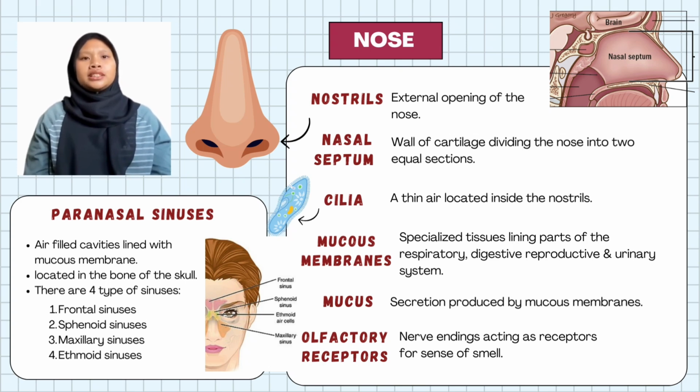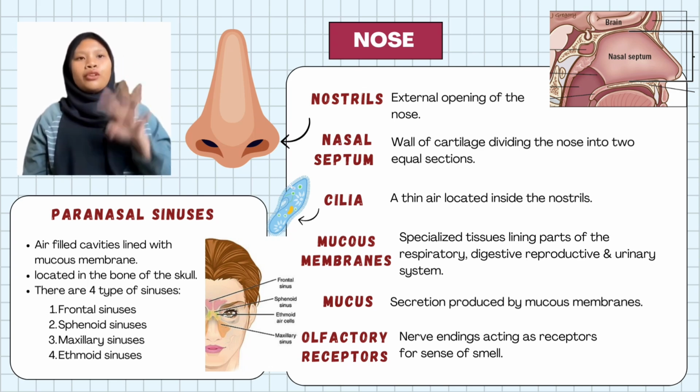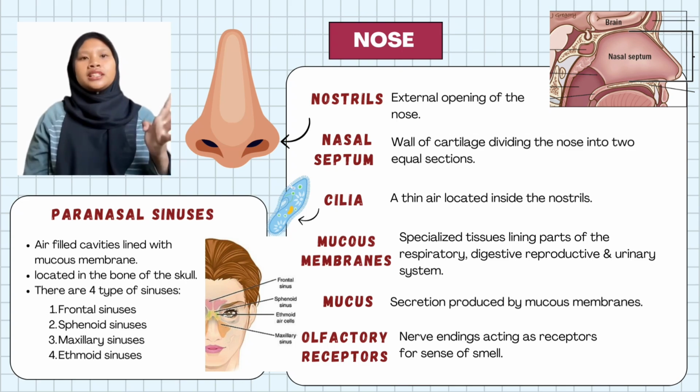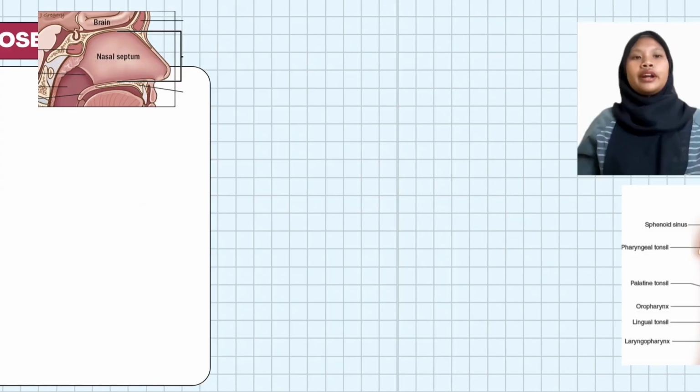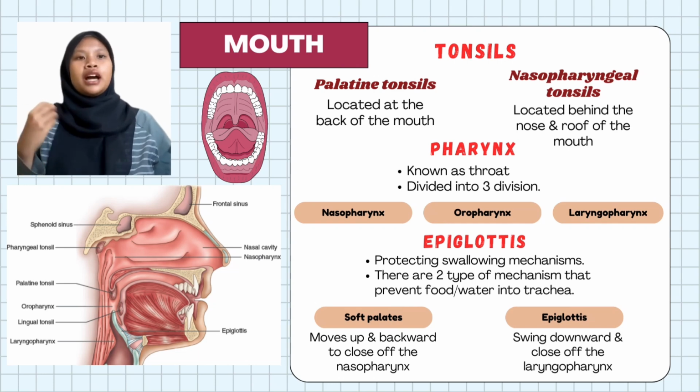Next is paranasal sinuses. Paranasal sinuses is an air-filled cavity lined with the mucous membrane that are located in the bone of the skull. There are four types of sinuses, which is frontal sinuses, sphenoid sinuses, maxillary sinuses, and also ethmoid sinuses. Alright, now let's move on to the next part of the upper tract of the respiratory system, which is the mouth. The mouth consists of several parts.